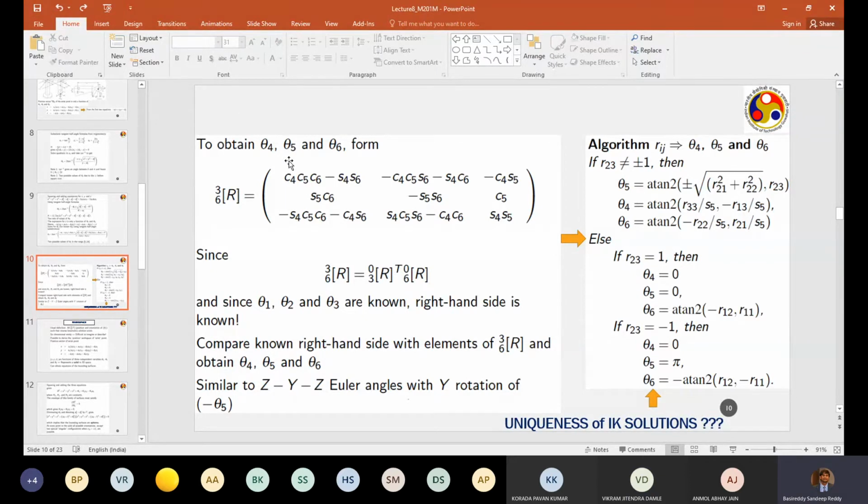Basically, what you have to check is: is it matching the rotation matrix corresponding to the Euler angles? Is this matrix here matching that or not? If it matches, then yes.